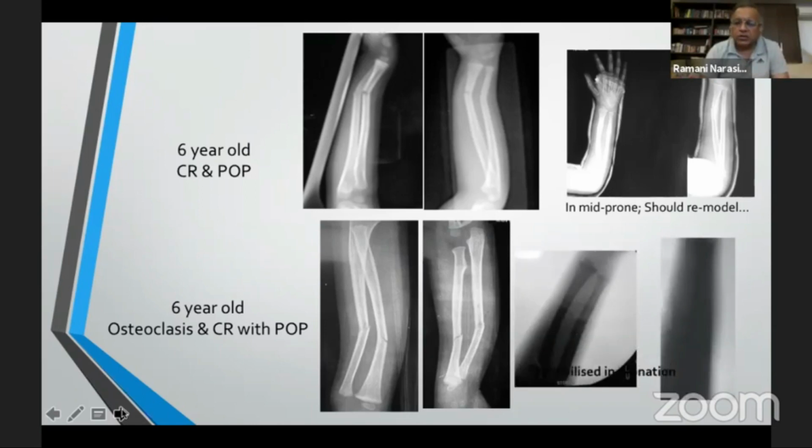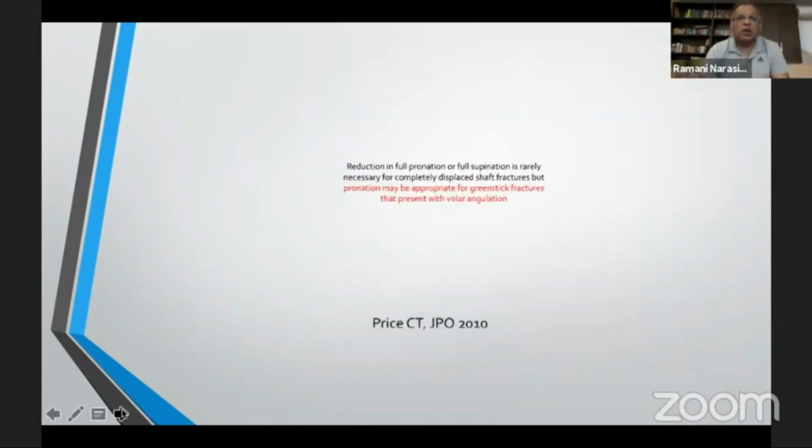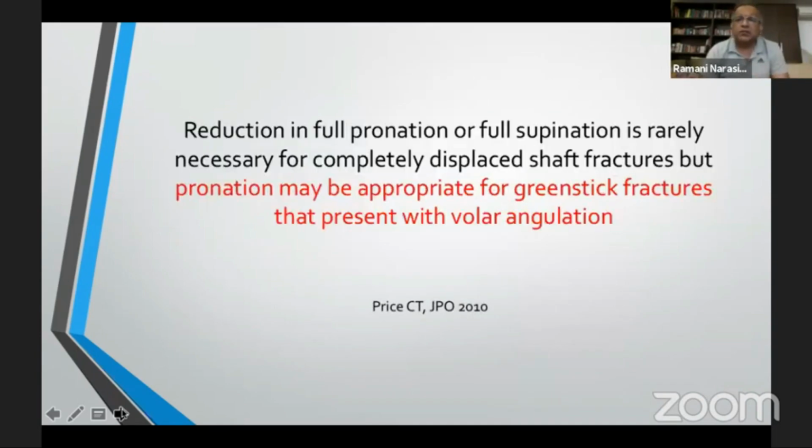But what's important is we immobilized this in pronation, because most of these volar angulations are because of supination injuries. Reduction in full pronation and full supination is rarely necessary for completely displaced shaft fractures, but pronation may be appropriate for greenstick fractures that present with volar angulation. That was one of the conclusions of the Price paper in 2010.